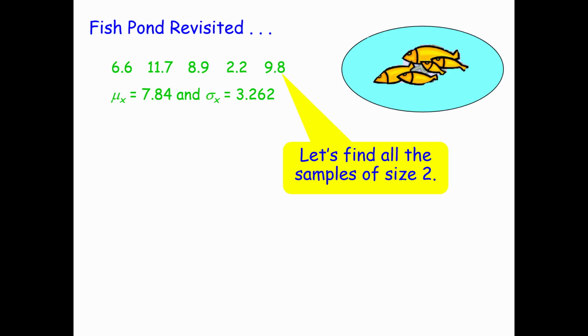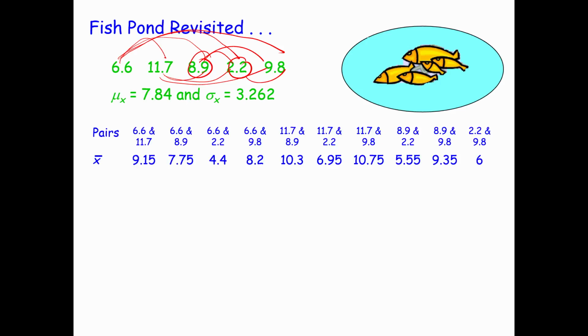Remember we were catching fish and taking the average size of them. This time let's find all the samples of size 2. That means we're going to draw 2 fish at a time. If we start with 6.6, we want 6.6 and 11.7, 6.6 and 8.9, 6.6 and 2.2, 6.6 and 9.8. Then 11.7 with 8.9, 2.2 and 9.8, and you get the idea of all the different patterns. So that's where all of this is going to come from. They've just paired those numbers and found the mean. So here's all of our sample means.